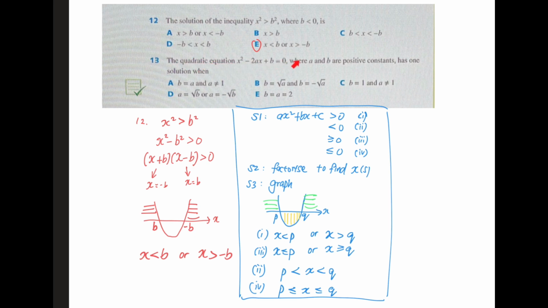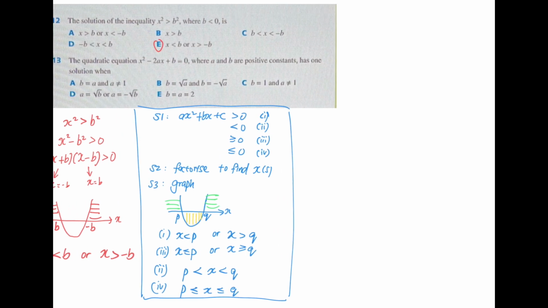Okay, now question 13. The quadratic equation where a and b are positive constants has one solution. So one solution, we have to use the discriminant. Okay, so I put it here, question 13. One solution. Okay, so the formula for one solution is b squared minus 4ac equal to 0. One solution.